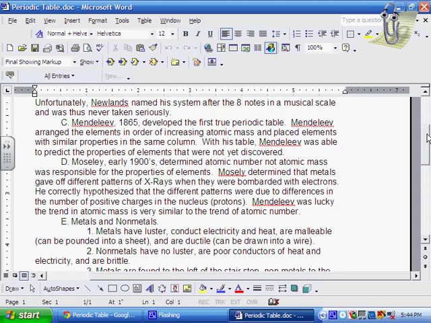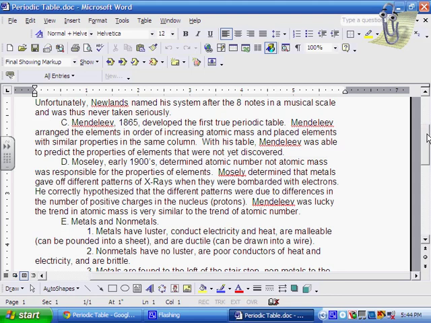Now, it so happens as you get more protons, you usually get more mass, but not always. It did correct one big problem that Mendeleev saw. The iodine and beryllium actually were switched on Mendeleev's table. And he knew that wasn't right.